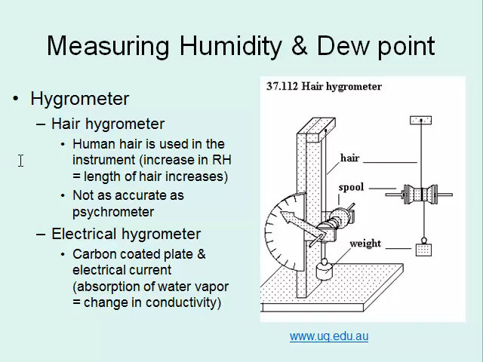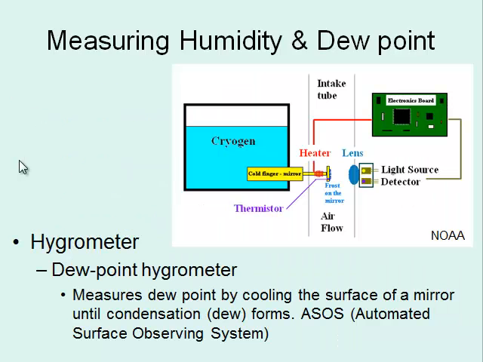So you also can use hygrometers. There's a couple different types. There's a hair hygrometer, basically. You have human hair, horse hair, strung up, and then as the relative humidity changes, the length of the hair changes. So it's a way of measuring. It's not as accurate as a psychrometer. You can also use electrical hygrometers. These use a carbon-coated plate. As water is absorbed, it changes the conductivity, and we can measure it that way.